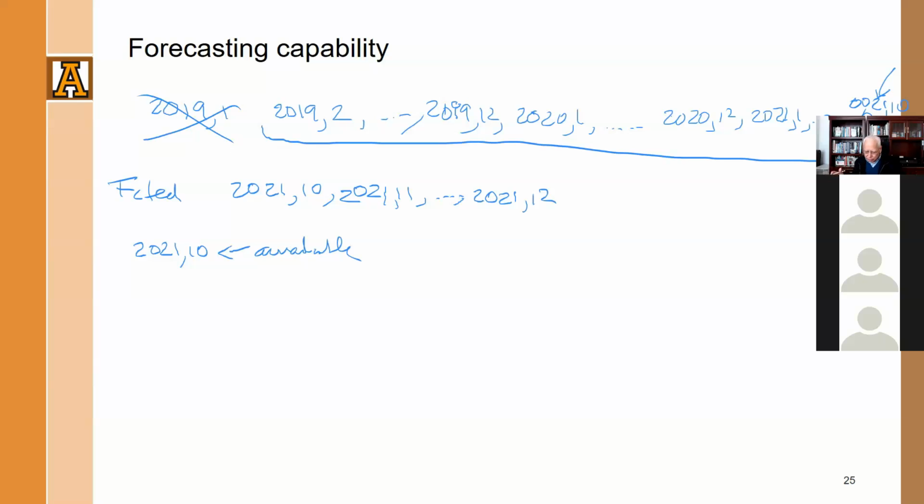We have a window of 12 months, 24 months, or 48 months, for example, that I keep moving. As a new month comes in, I eliminate the first month that I had and add at the end the information from the month that just came in, recompute the model, and then forecast. I would need to forecast now 2022, month number 1. So we usually use moving windows, and we keep moving.